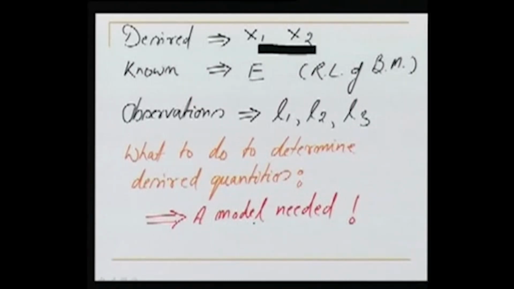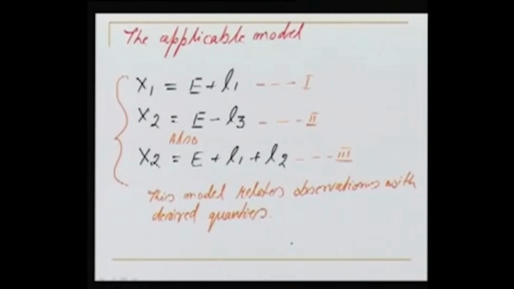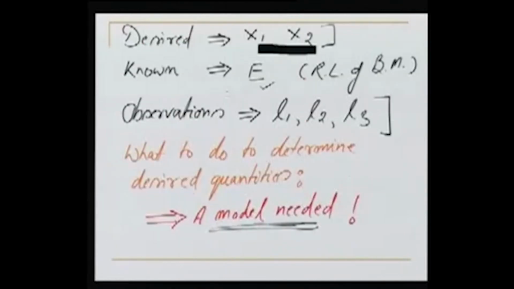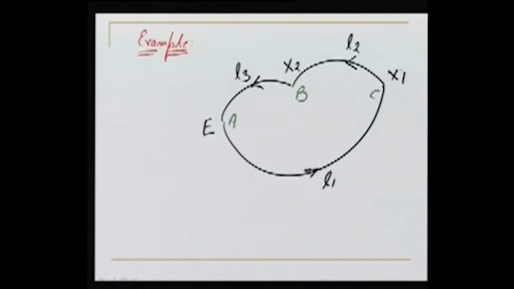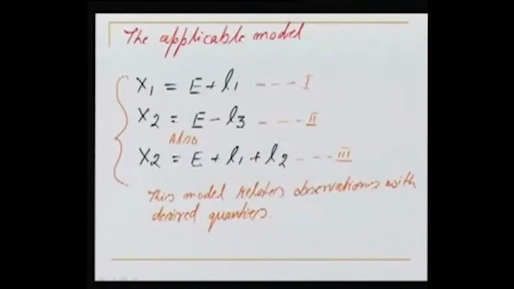So what we will need? We'll need a model now in order to determine this. So what model can we make use of? A model is required. We can write this model in order to determine the desired from the observed quantities and the known. The model could be, I can determine x1 as E plus L1. You can go back to the main figure. For example, x1 is E plus L1. Okay, this is what I am writing now. X1 is E plus L1.